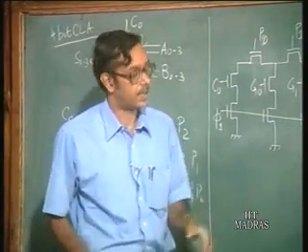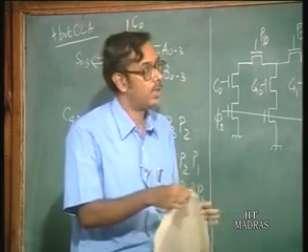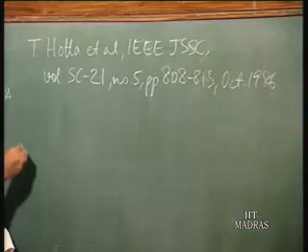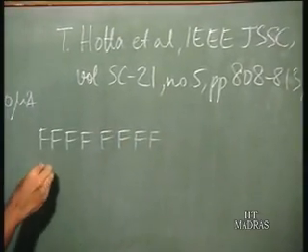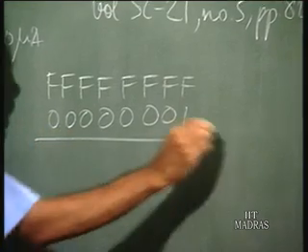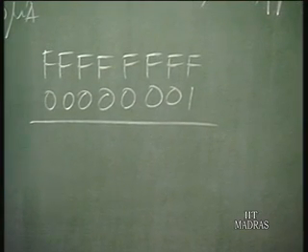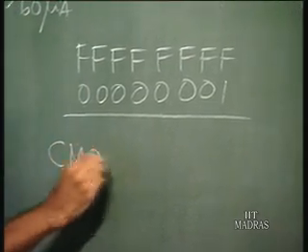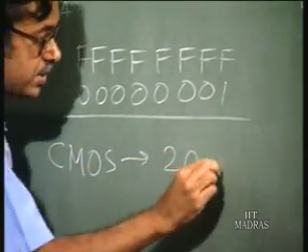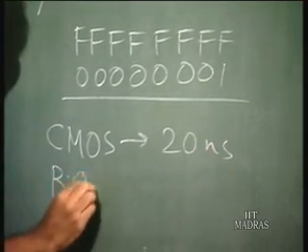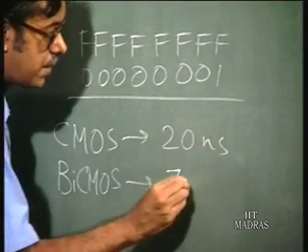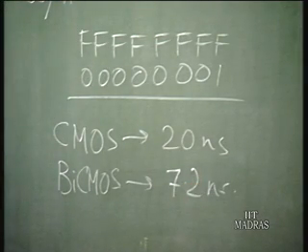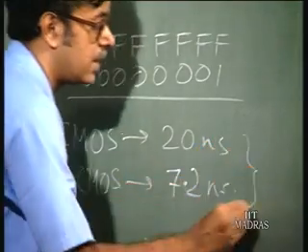So, this is one circuit, and they have made a comparison also. They have compared with CMOS, and they have added FF, 8 Fs with 0 0 0 0 0 1, this particular addition, where the carry has to propagate all the way. For CMOS, it took 20 nanoseconds. For BiCMOS, that is just using one bipolar transistor in the circuit which we have shown, it took just 7.2 nanoseconds. All right. So, you can see the amount of improvement one can get. This is for a 2 micron technology, at that time.